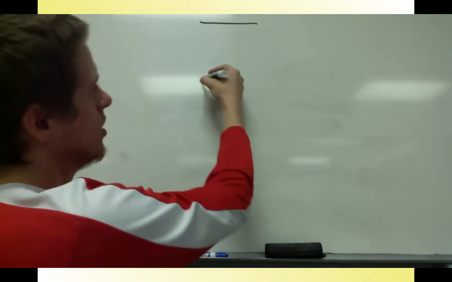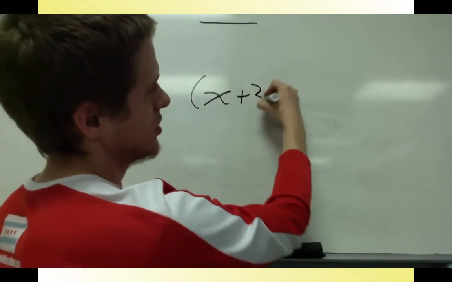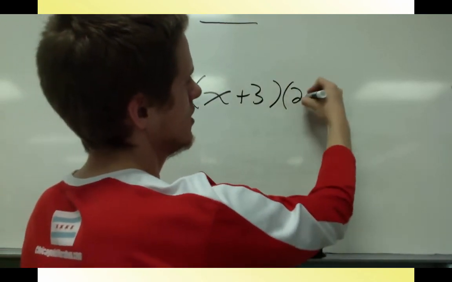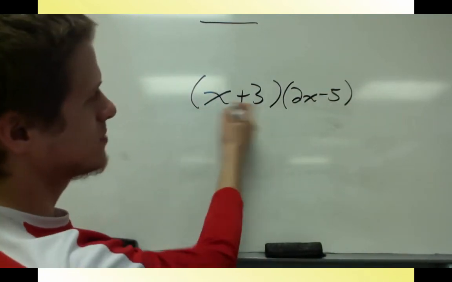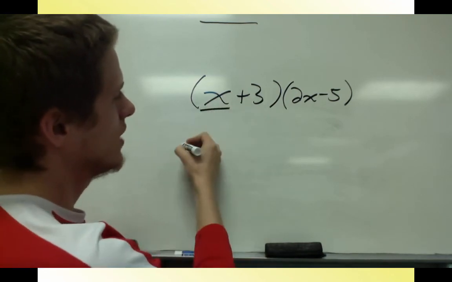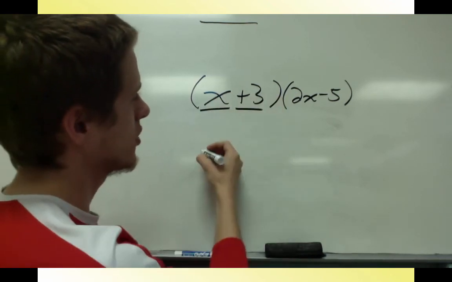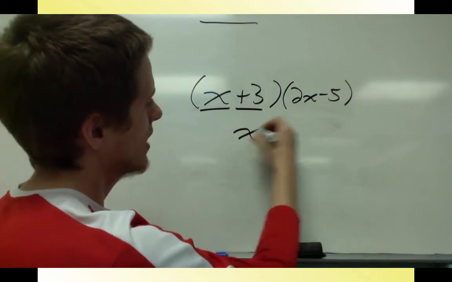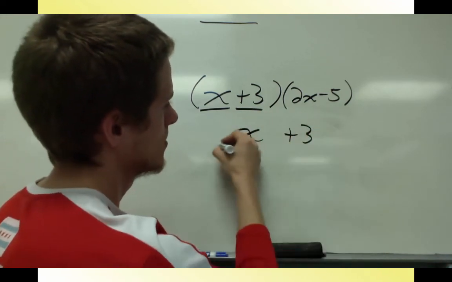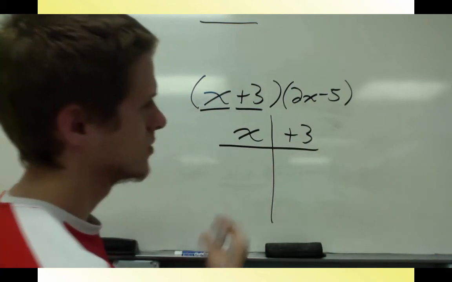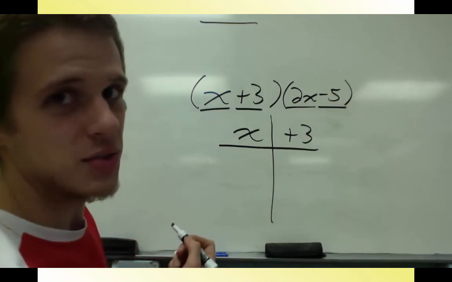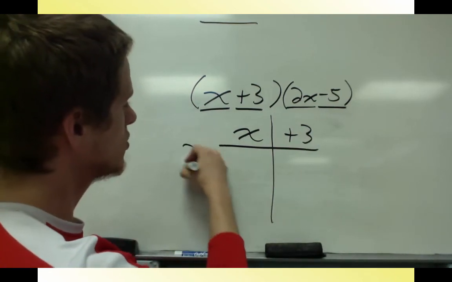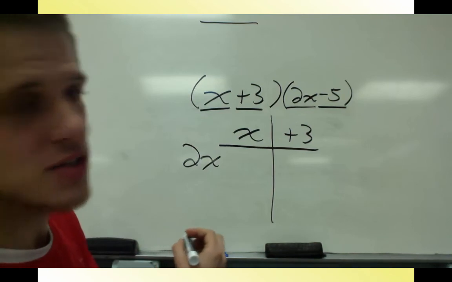Alright, I do want to do one on the board really quick. Let's just say we're doing x plus 3 times the quantity 2x minus 5. Alright, so I want to split this. That's going to be one row or one column. This is going to be another column. X and then a plus 3. So those are two columns. I want to split these two terms into separate rows. So my first one is going to be 2x here. My second one is going to be negative 5.